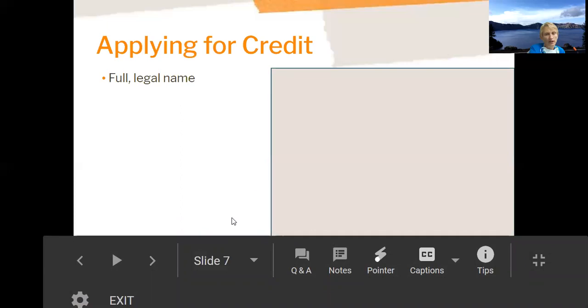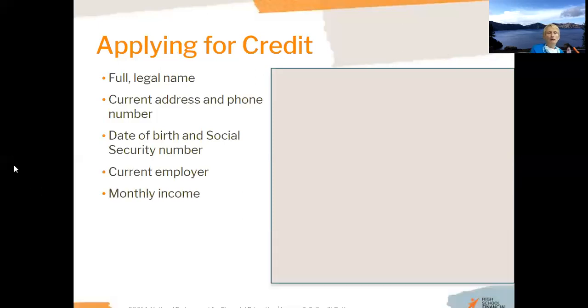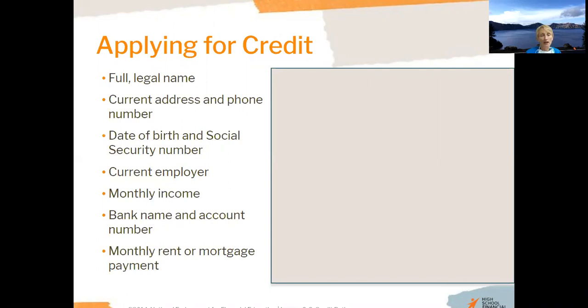So when you apply for credit, they are going to be all up in your business. They're going to want to know all those things. They're going to want to know, of course, your name, your address, your social security number, your employer, how much money you make, and your bank account, not just the name, but your account number, because they're going to want to check all those things to see if you can pay things back. Do you have a mortgage payment? Do you have a rent payment?